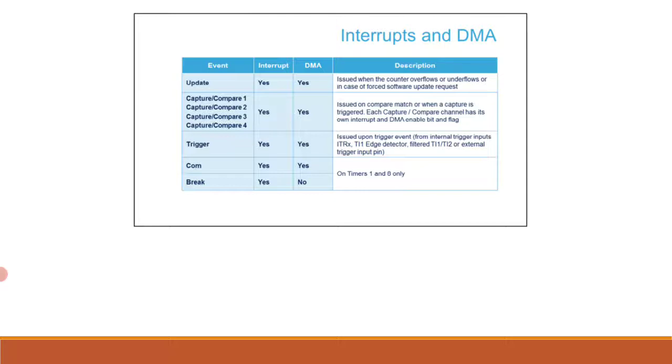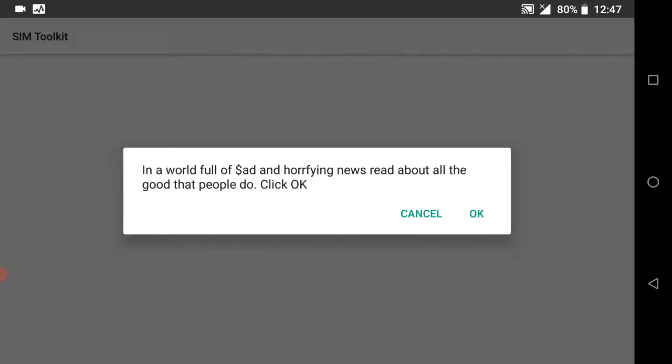The repetition counter allows you to skip some PWM periods and decrease the number of interrupts or DMA requests at high PWM frequency. Each of the 4 capture or compare events has its own interrupt and DMA. A triggered event on TRGI input, regardless of trigger source, can also trigger an interrupt or DMA request.